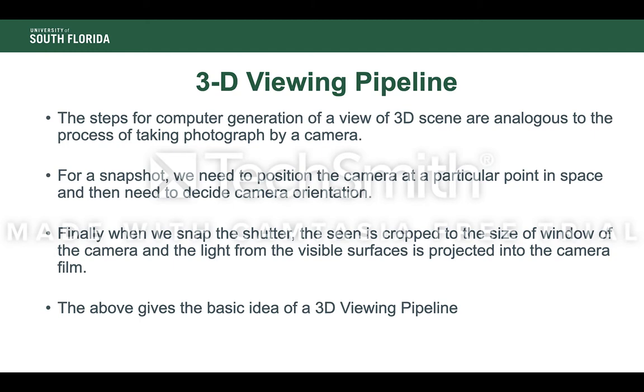During that process, the scene which is happening in front of you is cropped to the size of the window of the camera, and the light from the visible surfaces is projected onto the camera film. So this is basically the 3D viewing pipeline. There are different blocks contained in a 3D viewing pipeline that will be shown further. This gives a basic idea of how it works.